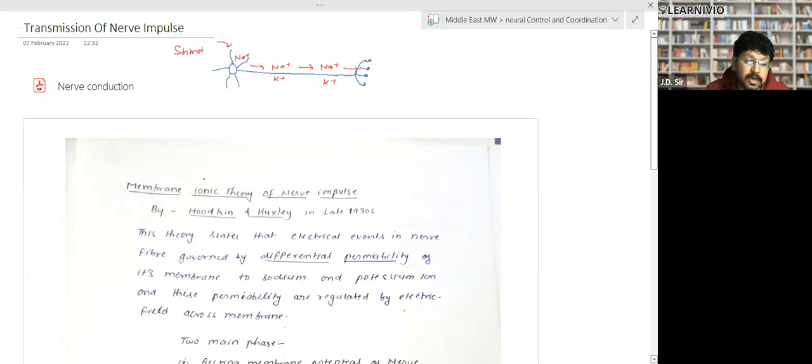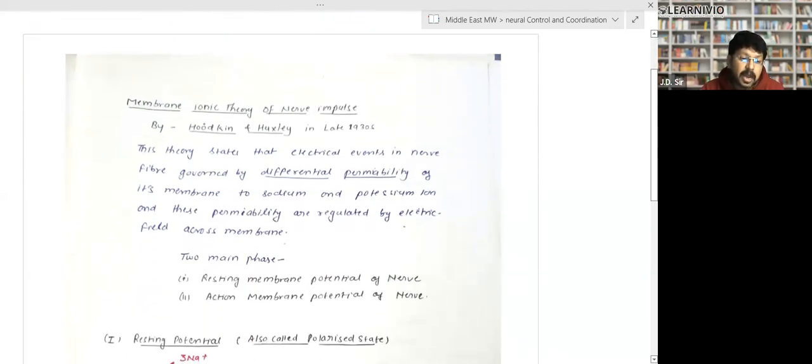It has been explained by a theory, and that is called the membrane ionic theory of nerve impulse. So who gave the membrane ionic theory of nerve impulse? The membrane ionic theory of the nerve impulse was given by Hodgkin and Huxley in 1930. This theory states that the electrical event of a nerve fiber is governed by differential permeability of its membrane to sodium and potassium ion, and these permeabilities are regulated by electric field across the membrane.